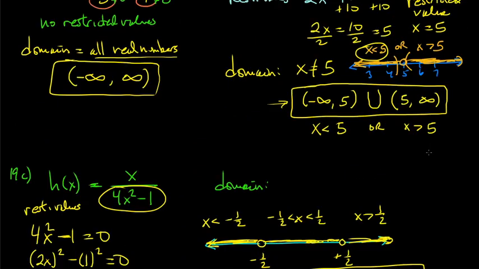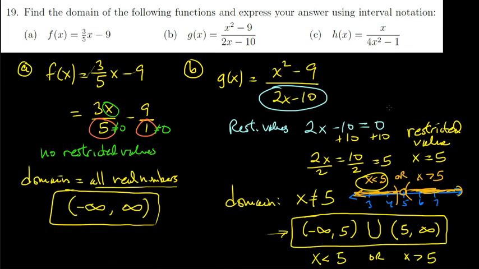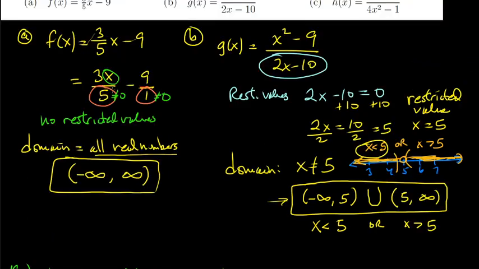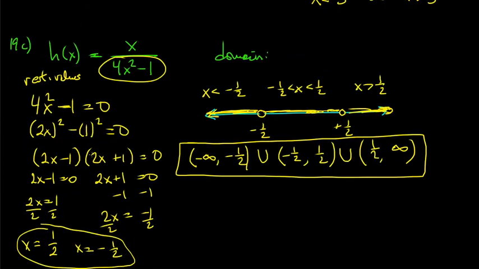Okay, so that's domain given the equation of the function. So take the denominator, set it equal to 0. Right? When you solve for x, you either get no solutions, one solution. Here we got two solutions. When you throw them out, you get the domain. So the domain is all the real numbers that are not the restricted values.